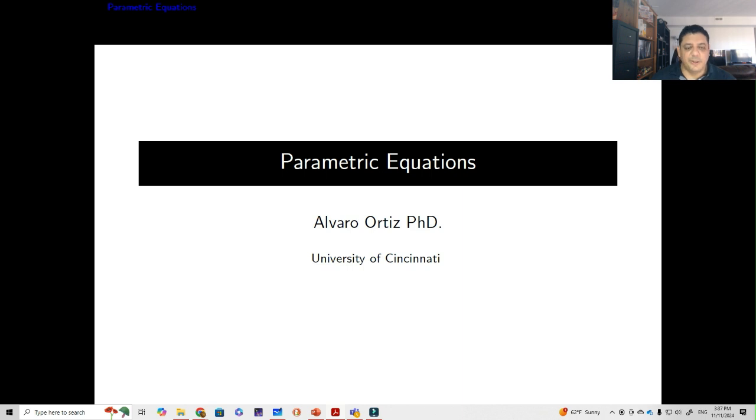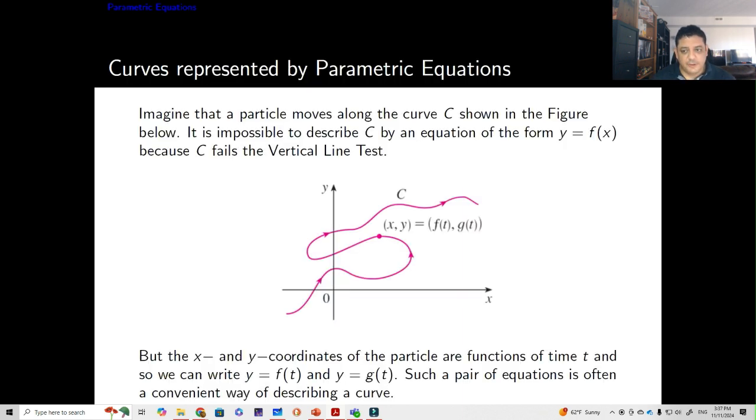Hi, in this video we're going to go over section 10.1 on parametric equations. Imagine that you have a particle that is moving along a certain curve, like what I'm showing in this figure. You cannot describe the curve C by an equation of the form y equals f of x, or a function, because it will fail the vertical line test. When you put a vertical line here, that vertical line will touch more than one point, and I cannot describe this as a function.